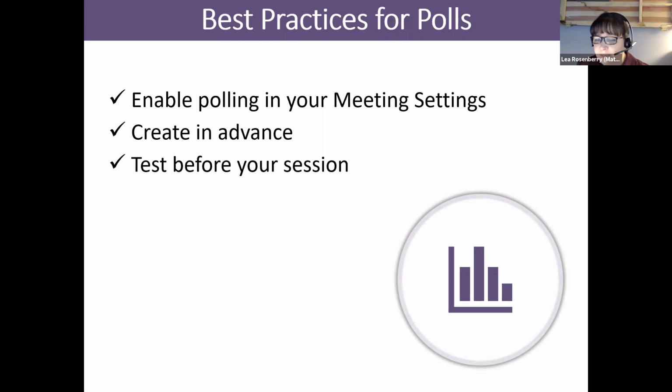Best practices for polls. You will not see polls if you don't enable them in your settings. So that's the very first thing you have to do, is enable them. Then you have to create at least one poll in advance so that you have the poll button during your meeting. And then always test before your session. The reason you do that, like I said, most of the time, if there's a mistake, there hardly ever is, but if it is, it's going to be that select all versus just select one.